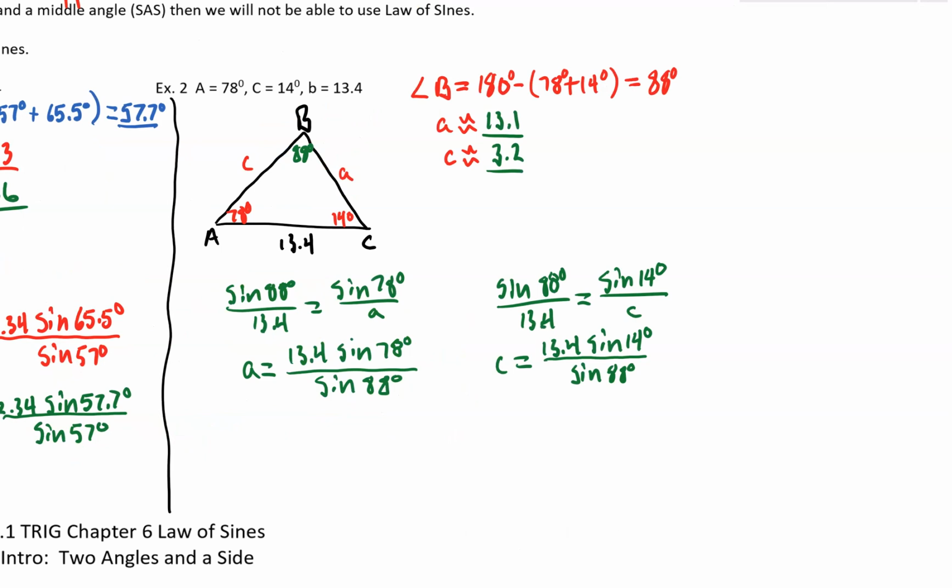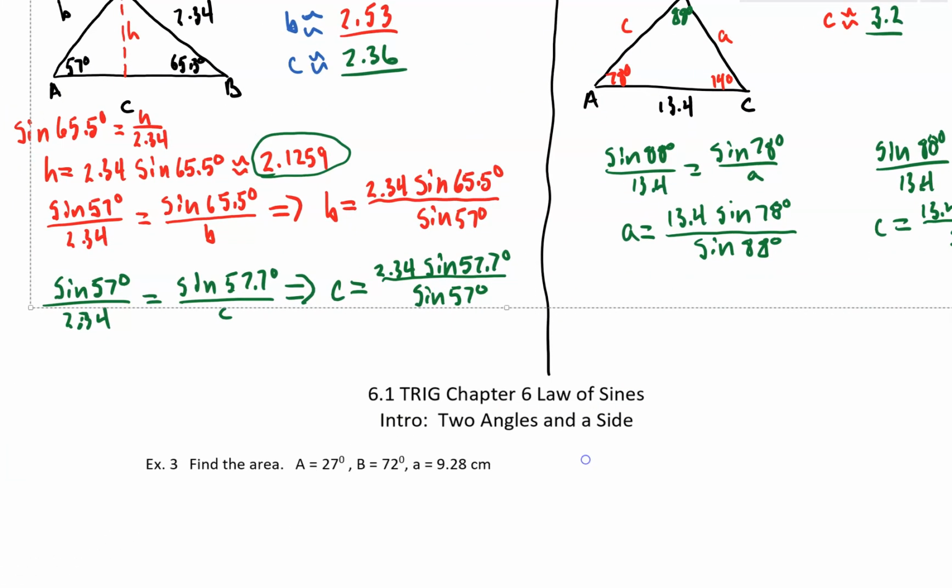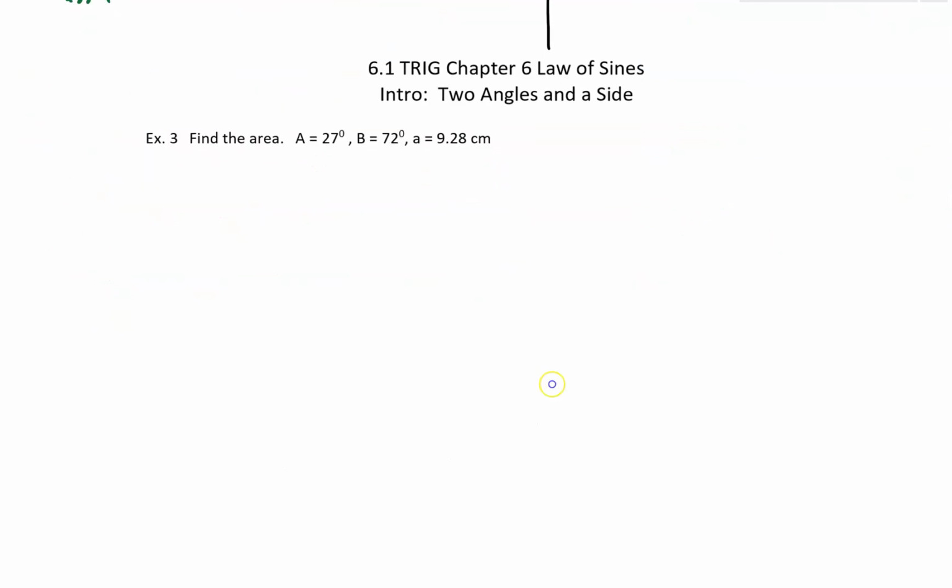Okay, hopefully you did get these particular answers. B was 88 degrees. Then A ended up being 13.1 and C is equal to 3.2. Now keeping in mind, if we think about it, 88 degrees, that's the biggest angle, so it should have the longest side across from it, and that is the case, as this one is 13.1, this one is 3.2. Hopefully that makes sense. So let's move on to this next part.